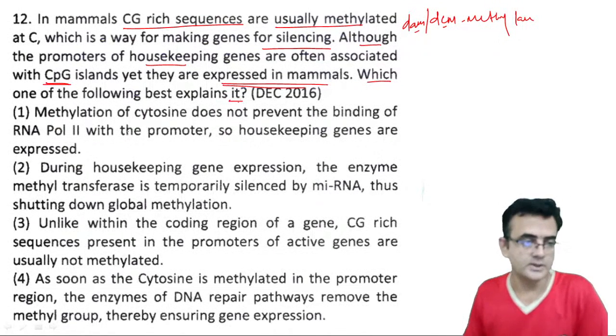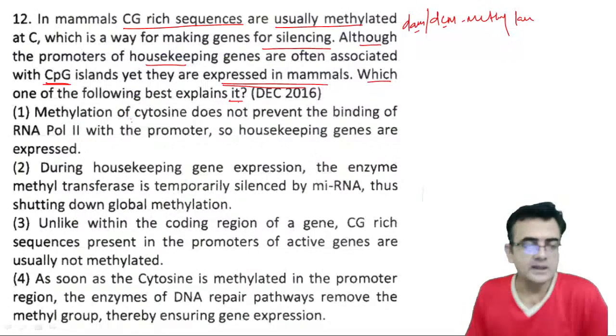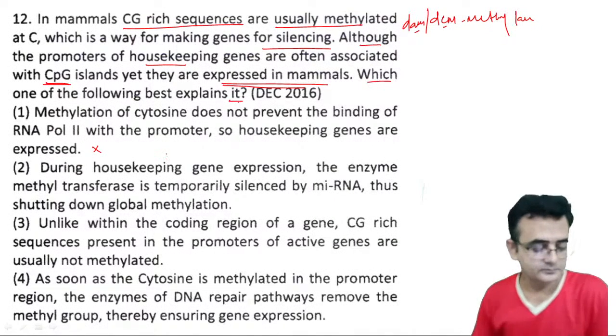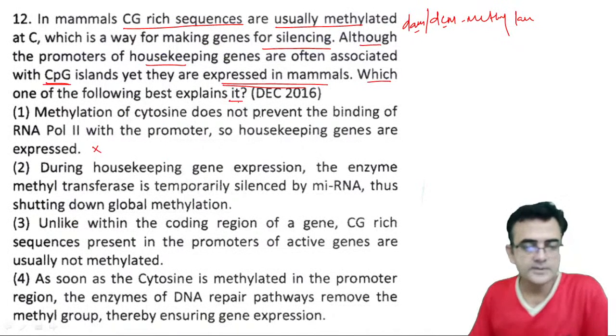Okay, good question. So first, methylation of cytosine does not prevent the binding of RNA polymerase 2 with the promoter. Okay, so housekeeping genes are expressed. You can also solve with me. So this is not the correct answer. It doesn't seem correct. Why? Because methylation of cytosine does not prevent the binding of RNA polymerase 2. There's nothing like that, right? So housekeeping genes are expressed.